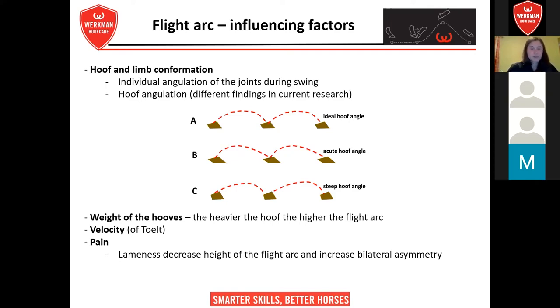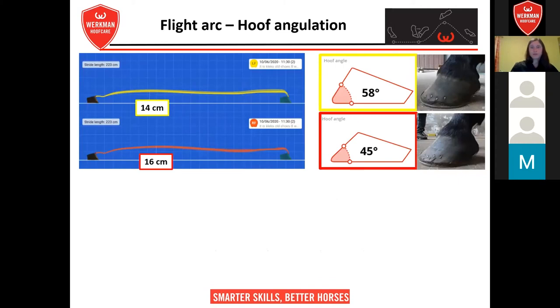In contrast, if you have a lameness related to the proximal locomotor system, the flight arc of the affected limb is usually lower. And usually you have a bilateral asymmetry in lame horses. So the flight arc is really dependent on some factors, but I will show you some more examples for hoof angulation.